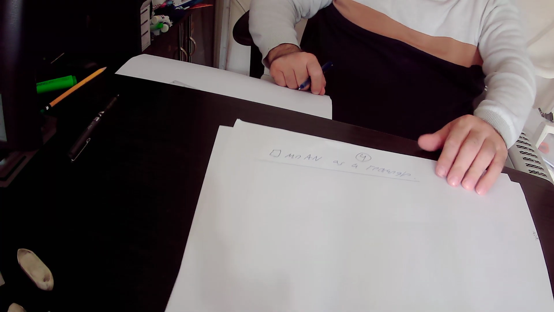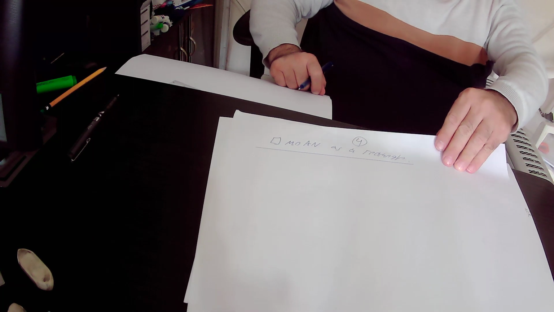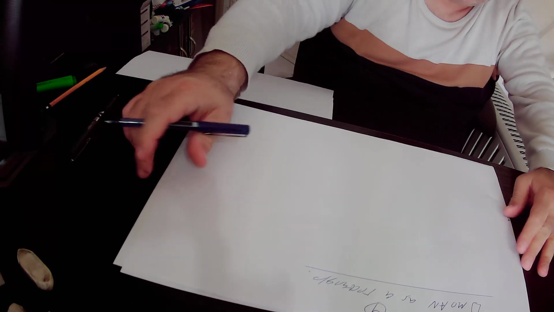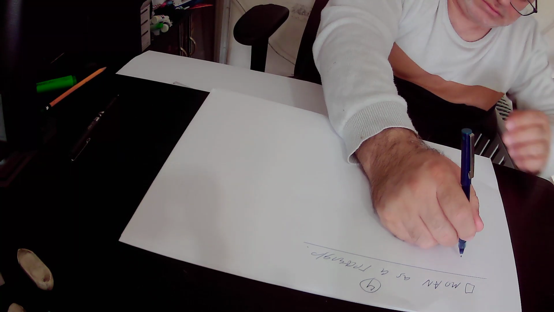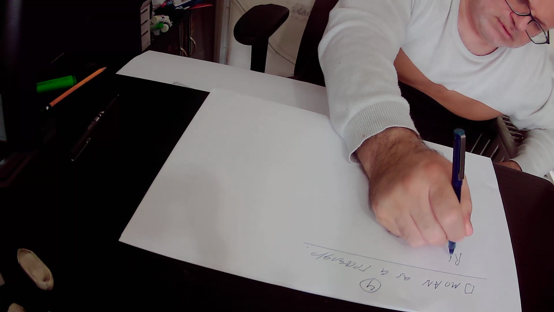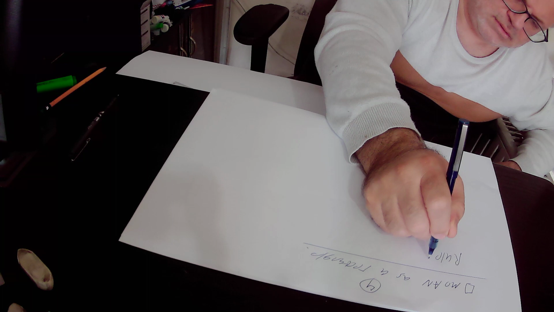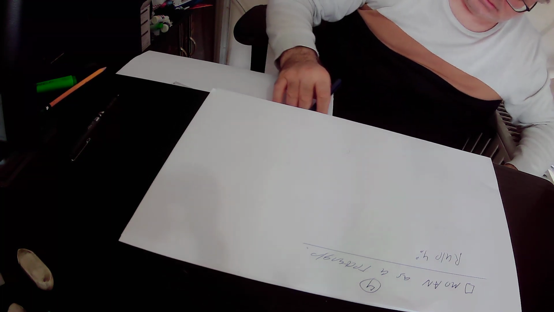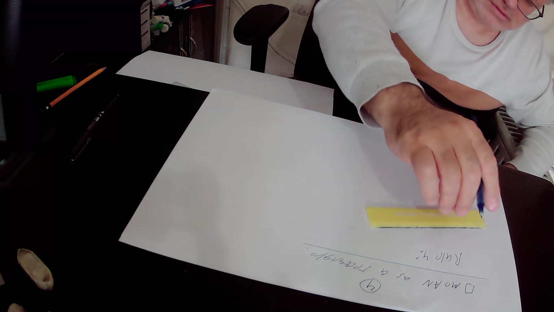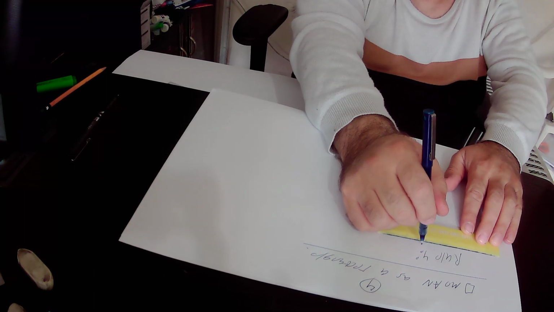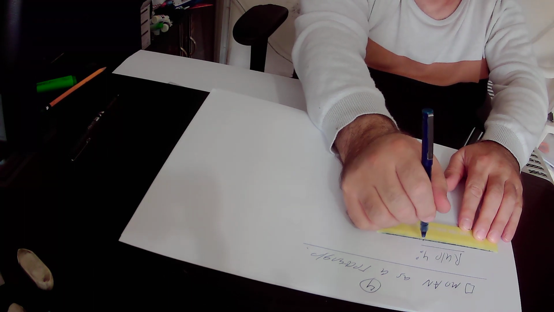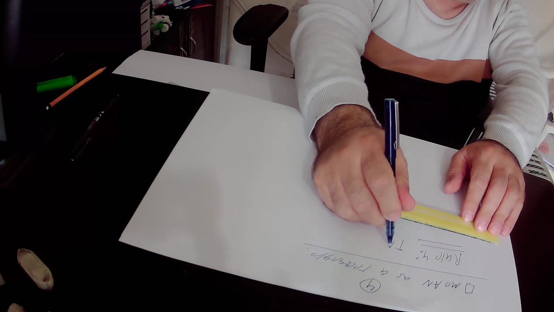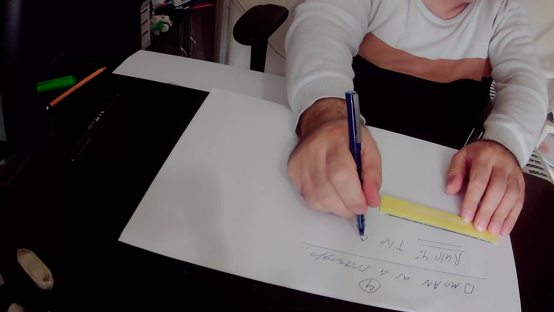Okay? And we also have rule number 4. According to rule number 4, the opposite sides of a rectangle are equal to each other.